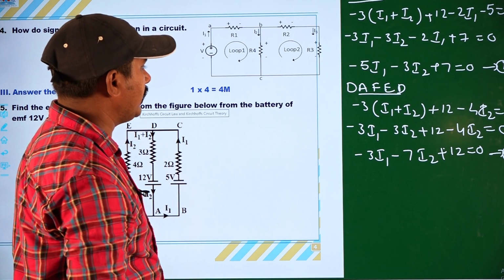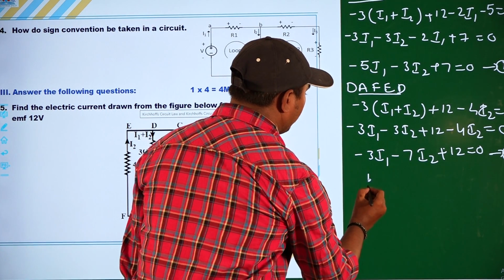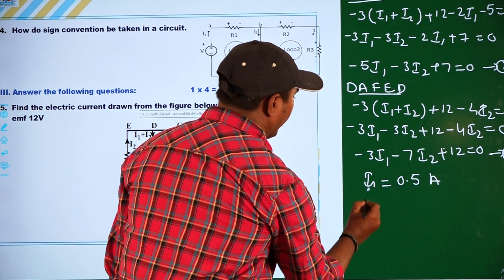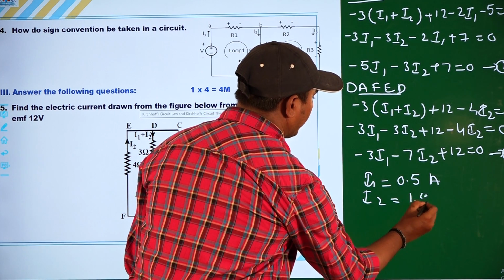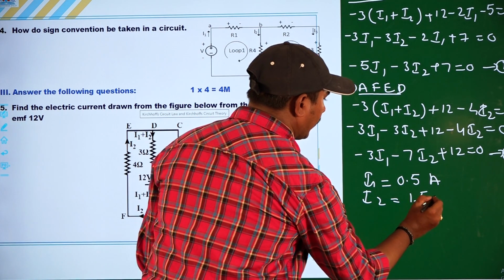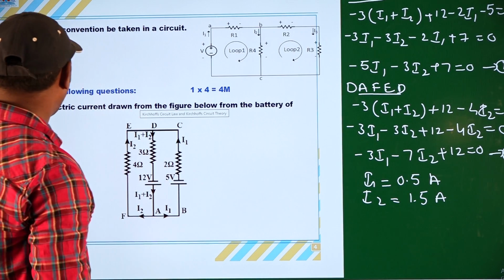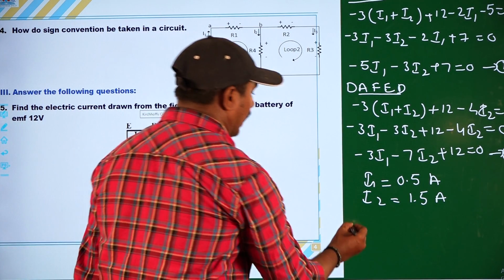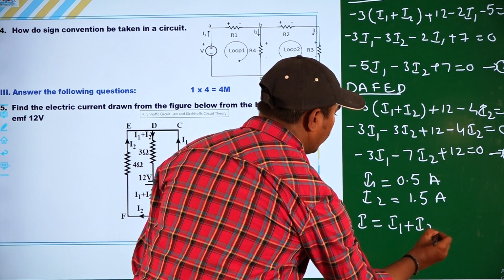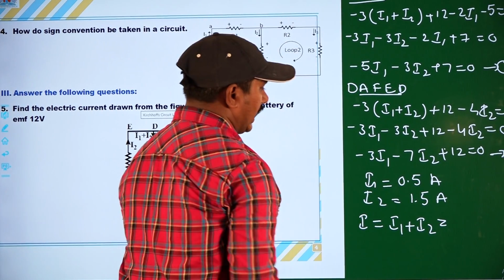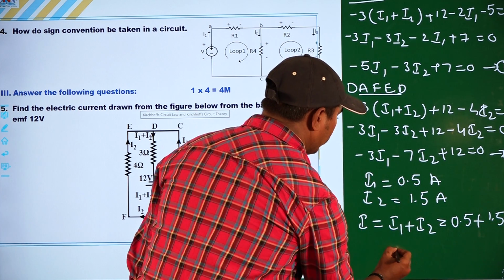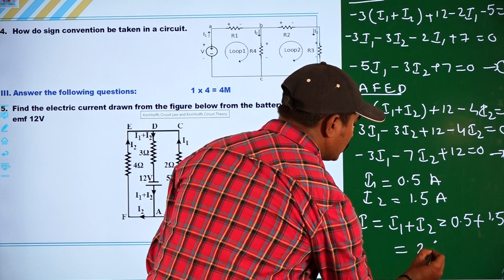Let's solve equation 1 and equation 2. You should get the I1 value as 0.5 amperes and the I2 value as 1.5 amperes. Now they are asking to find the total current, so we have to add. I is equal to I1 plus I2. Here the I1 value is 0.5 plus 1.5. You add these two and you should get 2 amperes.